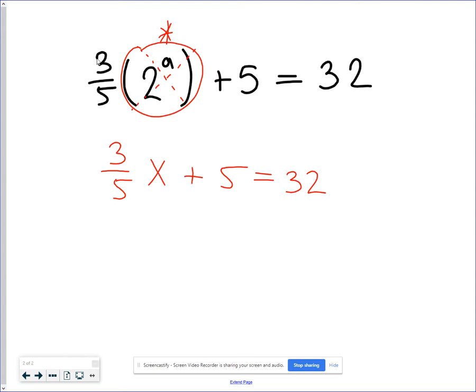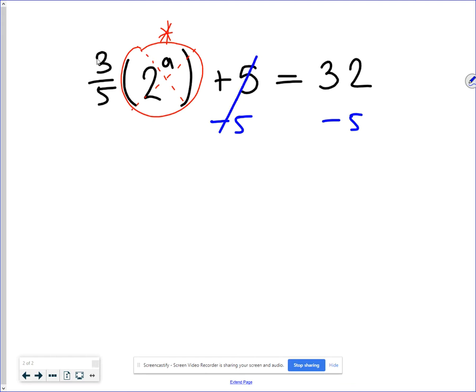Well, we could get it done in 2 steps. We could subtract 5 from both sides, and then multiply both sides by 5/3. That's what we're going to do up here. So our first step would be minus 5 on both sides of this equation. Now we got 3/5 times 2 to the a power is equal to 32 minus 5, which is 27. So 32 minus 5 is 27.